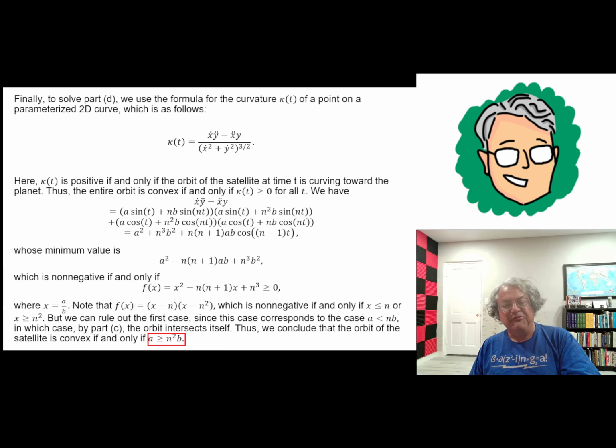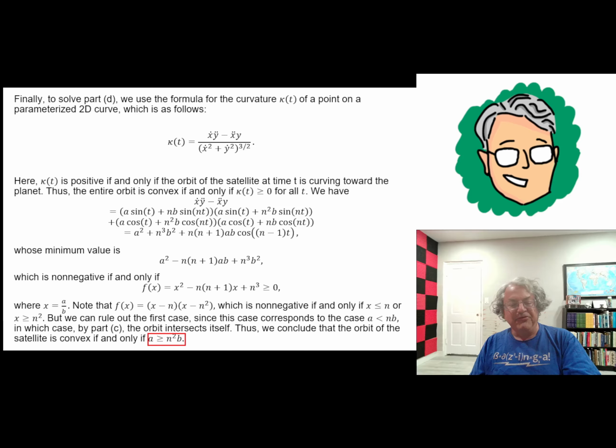And the minimum value, I think you can see, occurs when the cosine term is minus 1. In that case, you get a squared minus n times n plus 1 times ab plus n cubed b squared for the minimum curvature, and we want that to be non-negative. So we have a quadratic inequality, like I'm calling this f of x. This is the quadratic polynomial x squared minus n times n plus 1 times x plus n cubed. Now x is a over b. It's easier to work with one variable. So we want to know necessary and sufficient conditions for this to hold.